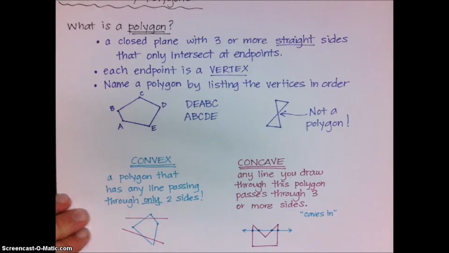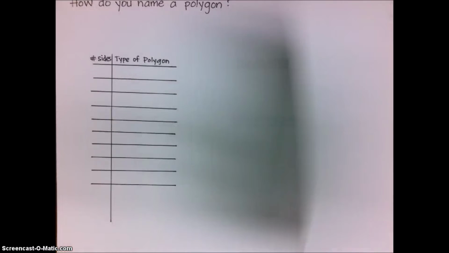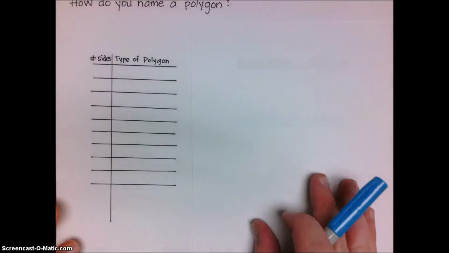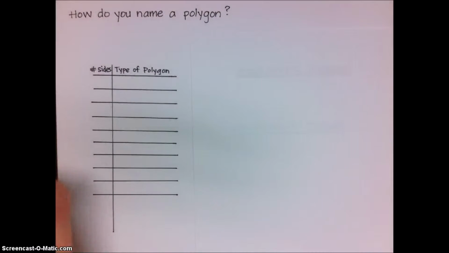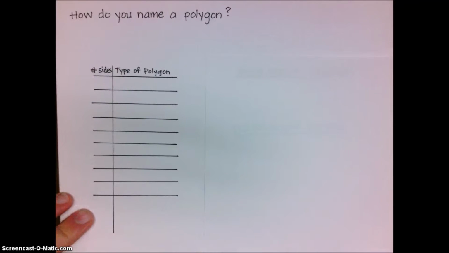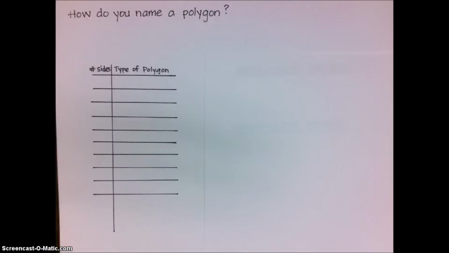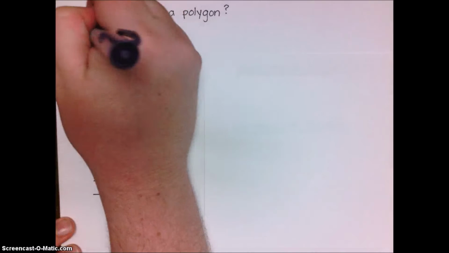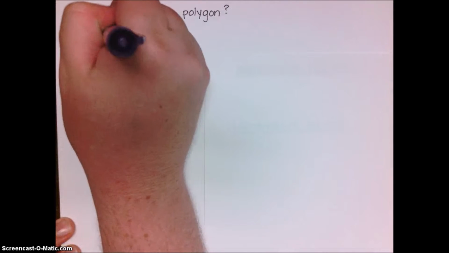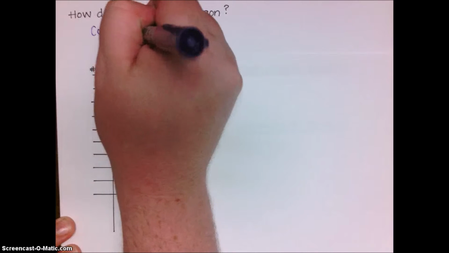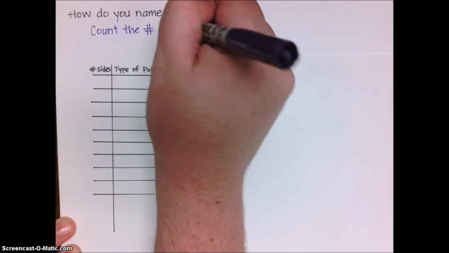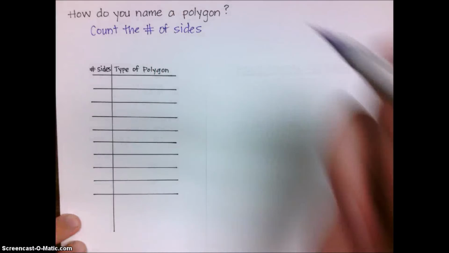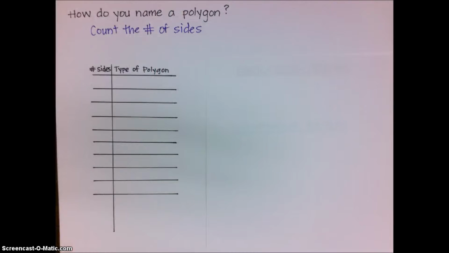Okay? So let's move on to something else. How do you name a polygon? All right, there's huge polygons with so many different sides. So really, all that you have to do is you have to count the number of sides. So I made a little chart right here, and we're going to go over some of the most basic ones.